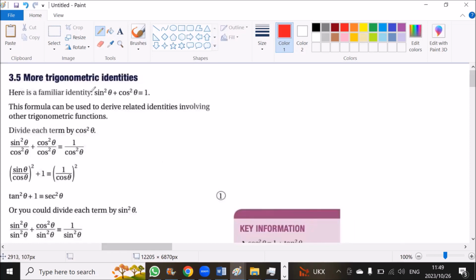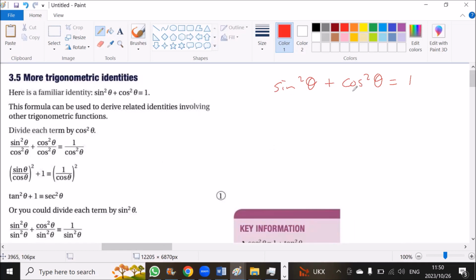Let's now see how we can formulate trig identities involving sec, cosec, and cotan. We know the identity sine squared theta plus cos squared theta is equal to 1.